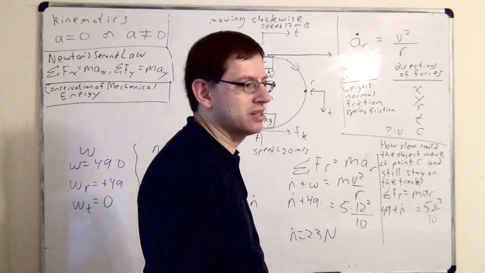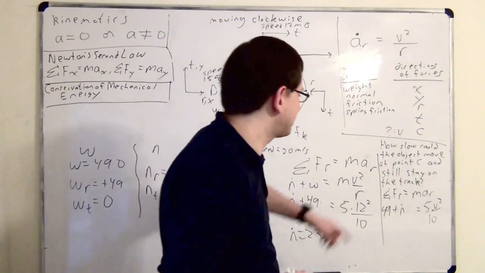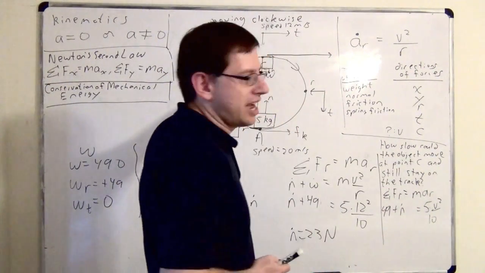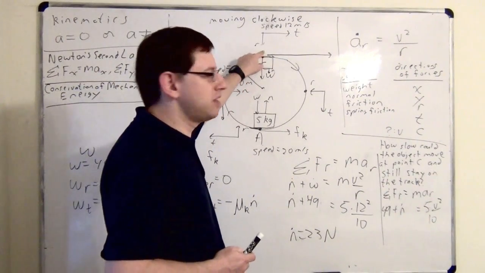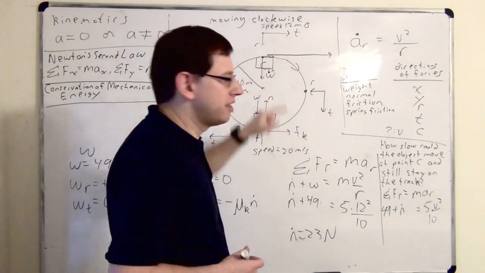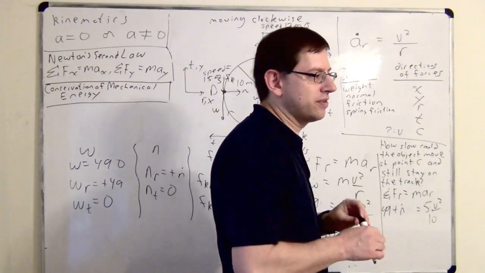0. That's the key to this problem. If you're just on the verge of losing contact with the track, then you're just barely pressing on the track at all. And at that point, the normal force would be 0. That's the key for solving this question.